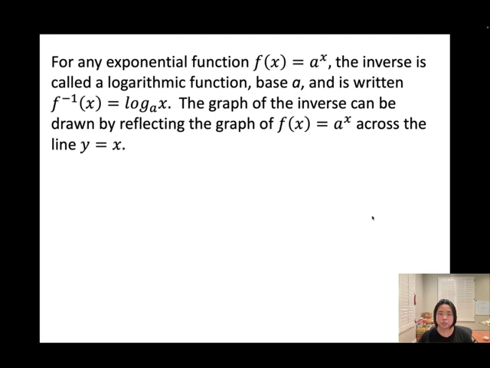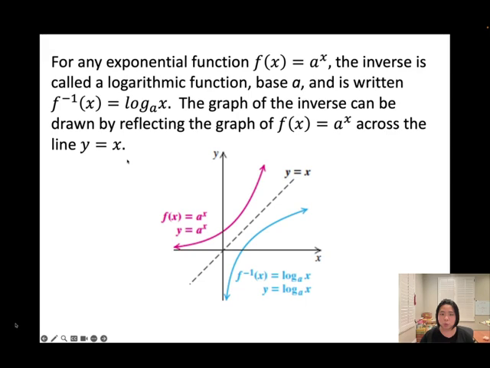For any exponential function, the inverse is called a log function, base a, and is written in the form log with the base a of x. The graph of the inverse can be drawn by reflecting the graph of f of x equal to a to the power of x across the line y equal to x. Okay, one more time. That will be the inverse function reflected by the line y equal to x. So now you're going to remember the exponential function and the log function are inverse functions of each other.